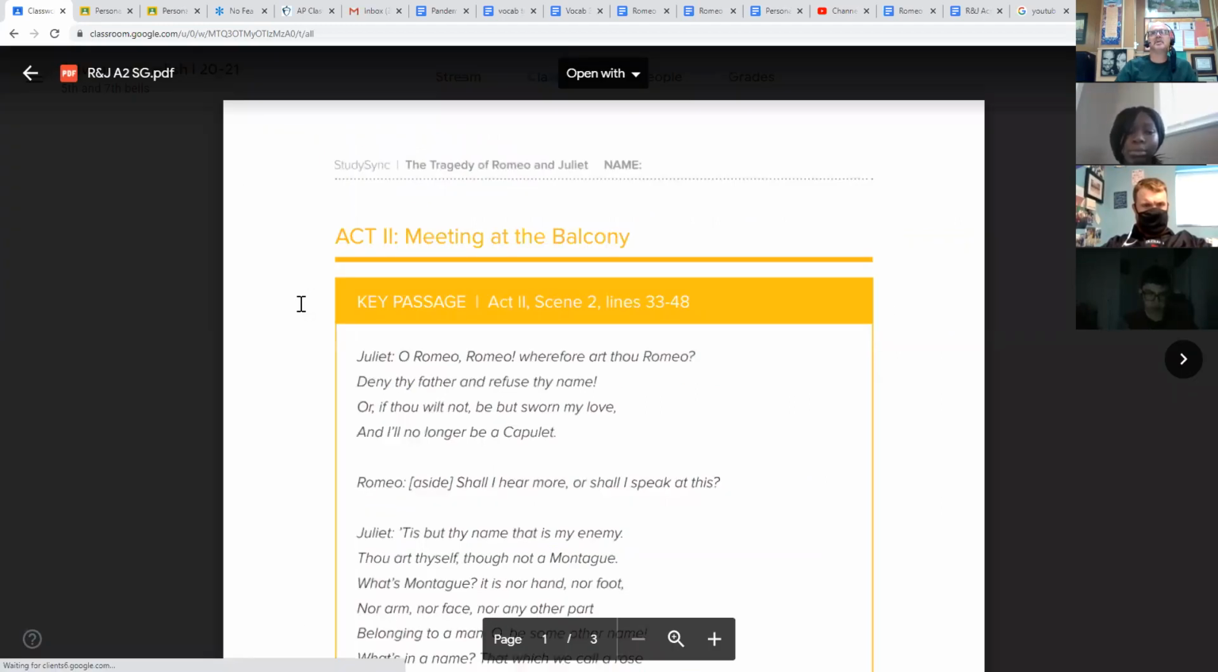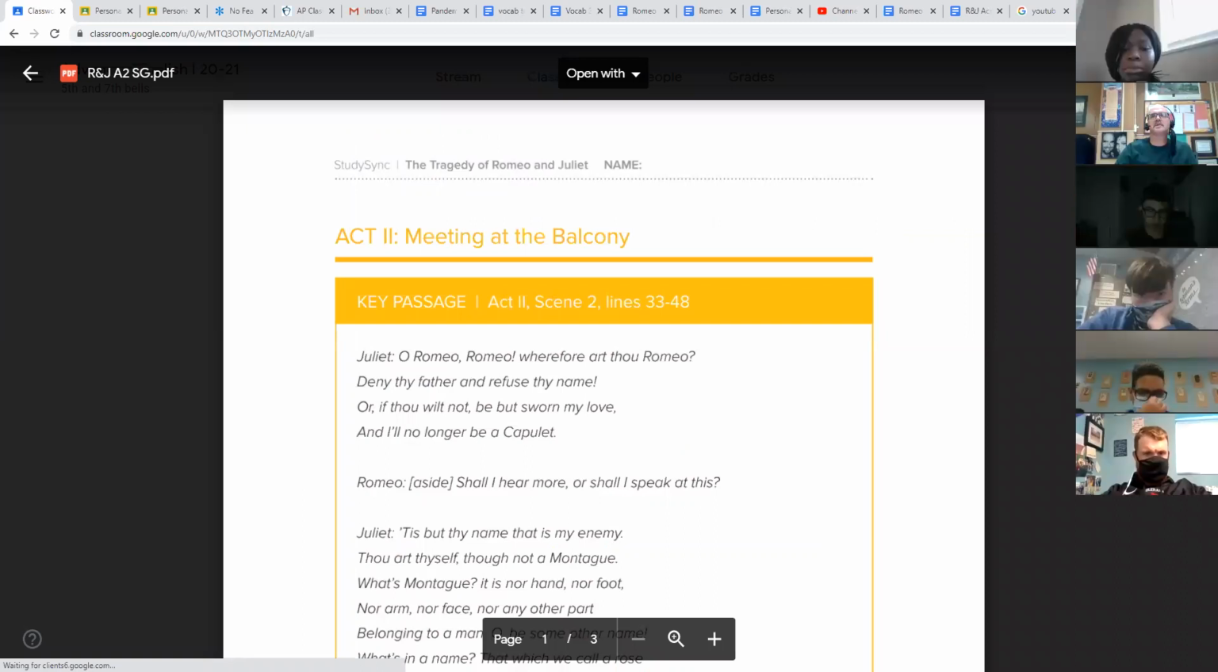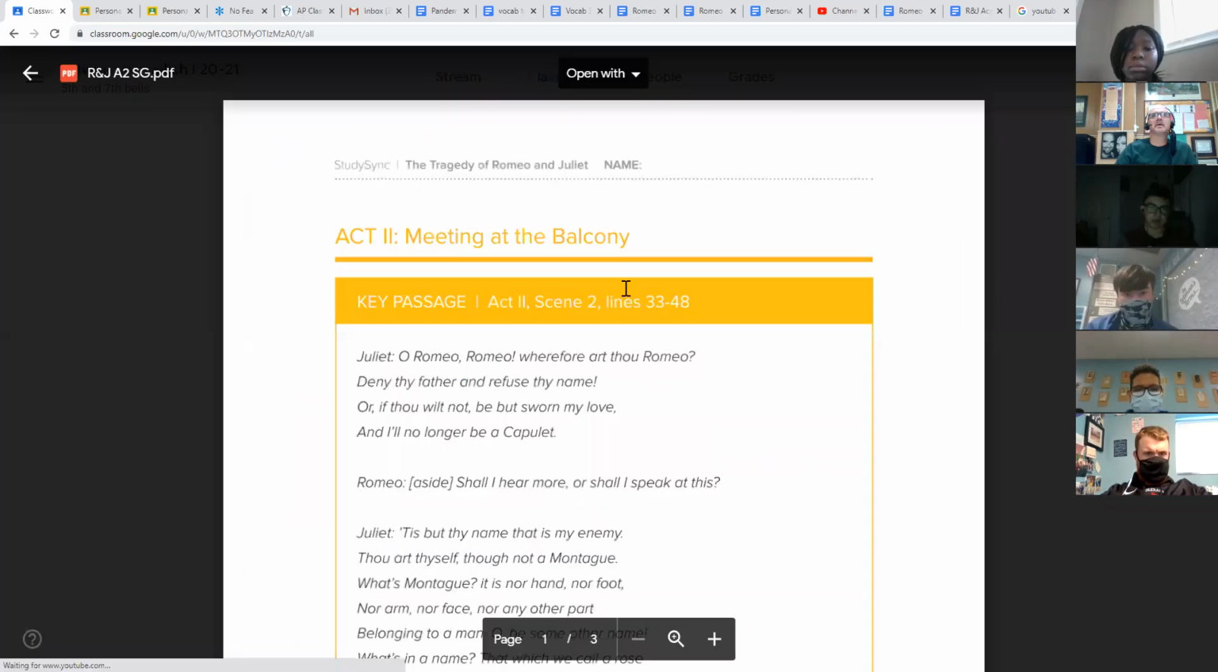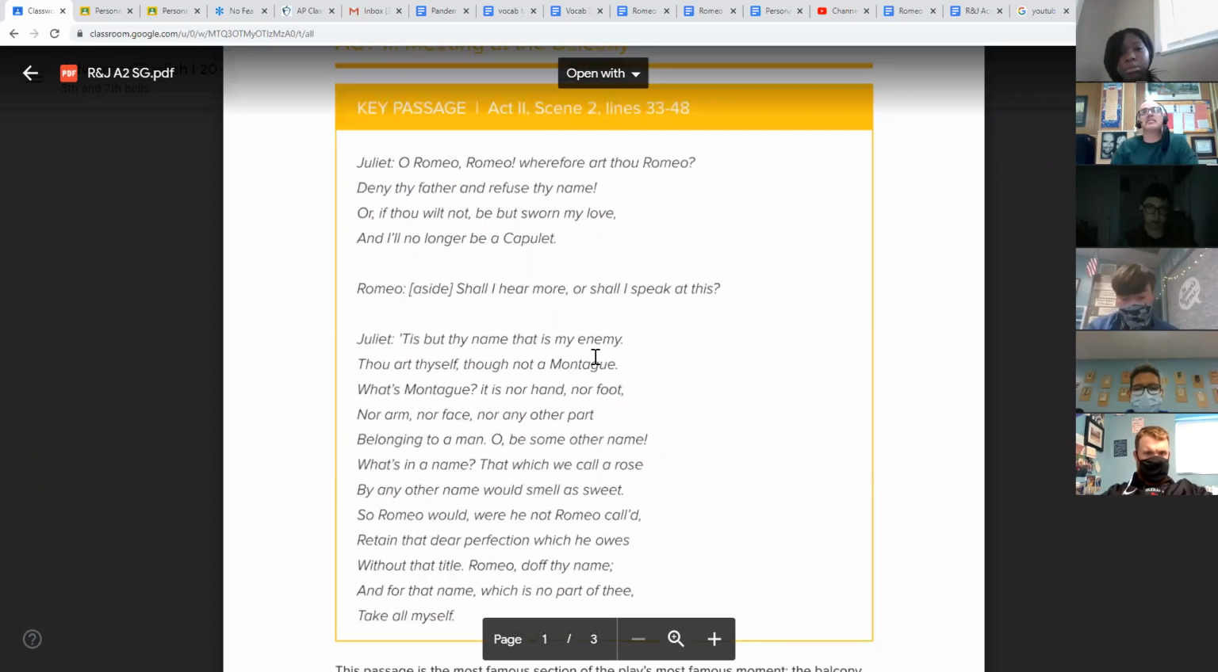And change my grid a little bit here. All of you at once. There we go. All right, so key passage. I had some people do this one, but it wasn't enough. Let's look at it together.